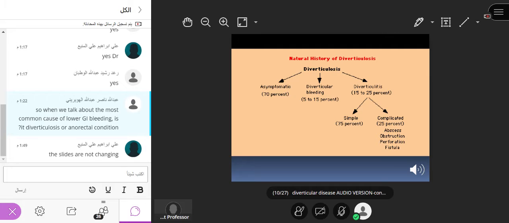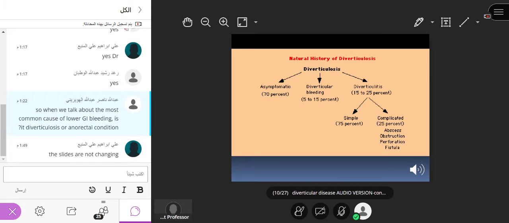This is 75%. Or it can get complicated: a small perforation may occur, pus localizes, infection occurs, and leads to abscess formation. Or it may lead to obstruction because of accumulation. Or it may lead to perforation of fecal matter into the peritoneal cavity, causing peritonitis. With an abscess, there will be fever with rigor, abdominal pain, and a history of constipation, and the pain will be localized to the left lower quadrant. You will do ultrasound and CT scan, and ultimately colonoscopy, and you will come to know that it was an abscess.